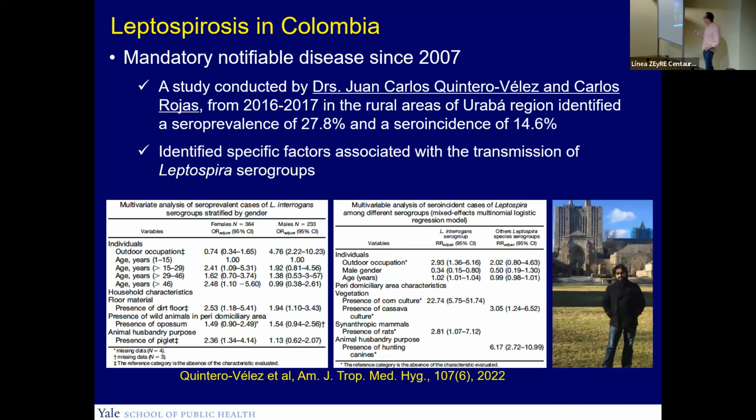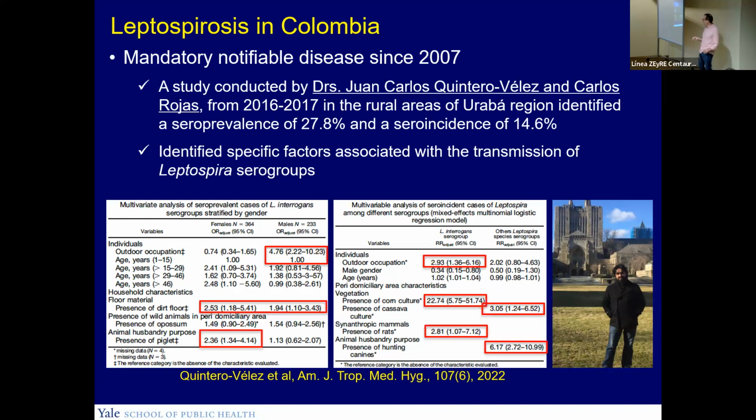And more recently, there's a study by colleagues Teo Bellis and Carlos Cobos from the university. One of them spent a year with me at Yale. He studied rural areas and identified almost 30% seroprevalence and almost 50% incidence of leptospirosis in that population. He showed some interesting risk factors for the disease: for males, outdoor activity and the presence of rats, very much the environmental part; for women, the presence of piglets. And he did an interesting comparison between Leptospira interrogans, which is the most pathogenic species, and others.